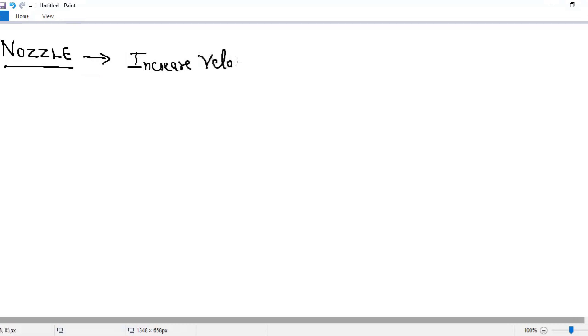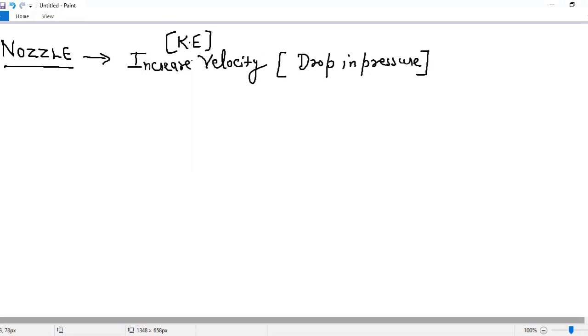So wherever we use a nozzle, in any mechanical application, the main objective of using a nozzle is to increase the velocity, and this increase of velocity will be at the expense of a drop in pressure energy, or a drop in pressure, we can say. So whenever we are using a nozzle, pressure will decrease, and because of that the kinetic energy or the velocity of the fluid flowing through the nozzle is going to increase.